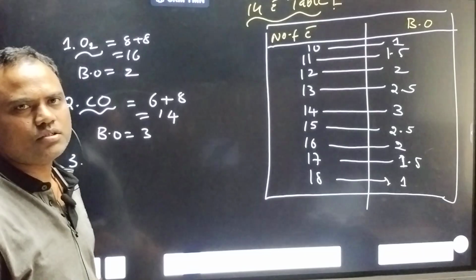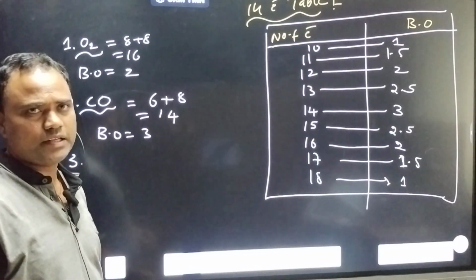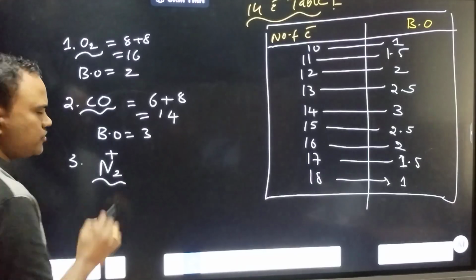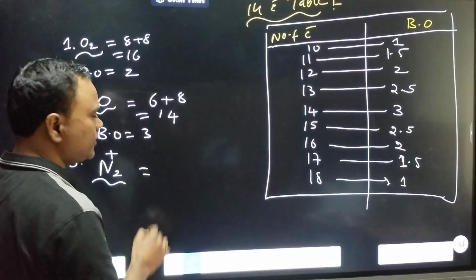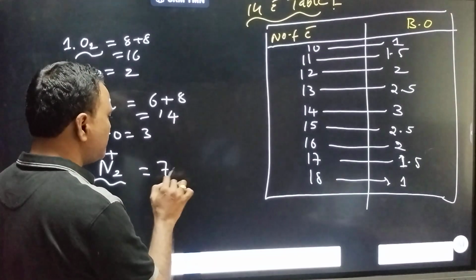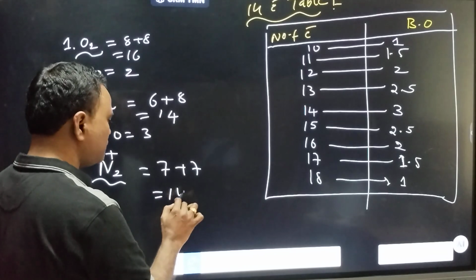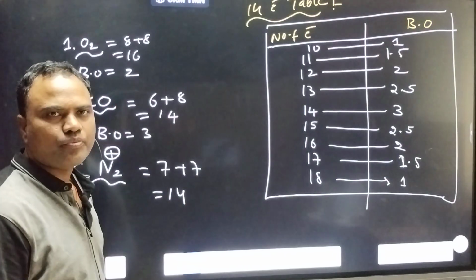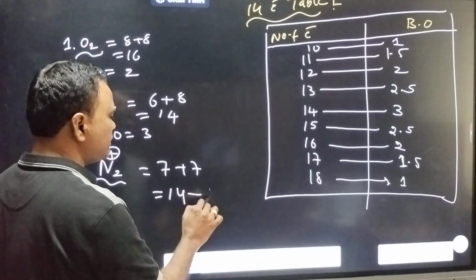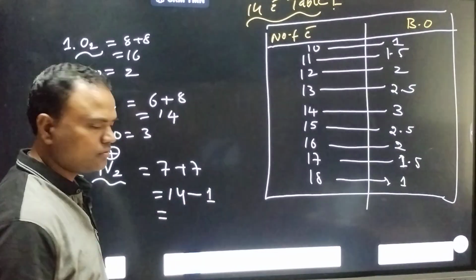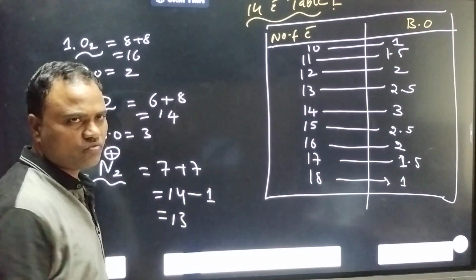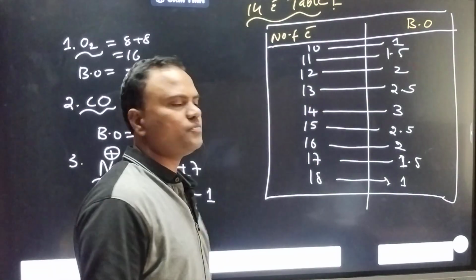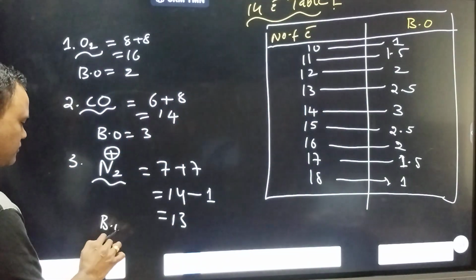In case of a cation or anion, take N2 positive. First of all, write the number of electrons in N2: 7 plus 7, how much? 14. What is the sign, positive or negative? When a positive sign is present, subtract 1, giving 13 electrons. 13 electrons means the bond order is equal to 2.5.